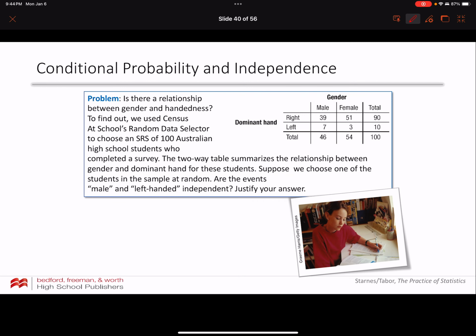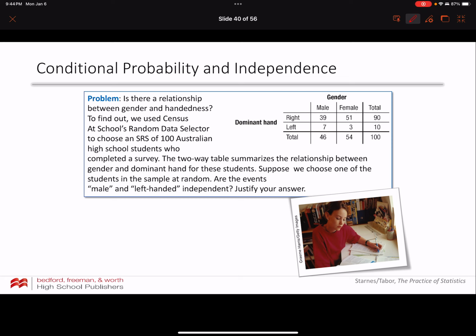Okay. So that brings us to another example. Is there a relationship between gender and handedness? So whether your dominant hand is right-handed or left-handed. To find out, we use Census at Schools random data selector to choose an SRS of 100 Australian high school students who completed a survey. Notice it's an SRS. So the two-way table summarizes the relationship between gender and dominant hand for these students. Suppose we chose one of the students in the sample at random. Are the events male and left-handed independent?